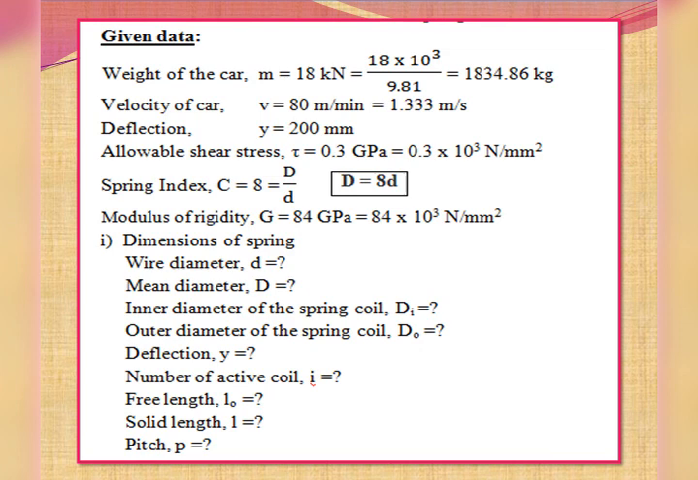Solve for the dimensions of spring. So dimensions of the spring we need to find, such as wire diameter d, mean diameter capital D, inner diameter of the spring coil Di, outer diameter of the spring coil Do, deflection y, number of active coils i, free length L0, solid length Ls, and pitch p, that we have to find. And take modulus of rigidity G equal to 84 gigapascal, that is 84 into 10 to the 3 Newton per mm square. This is all about the given data.